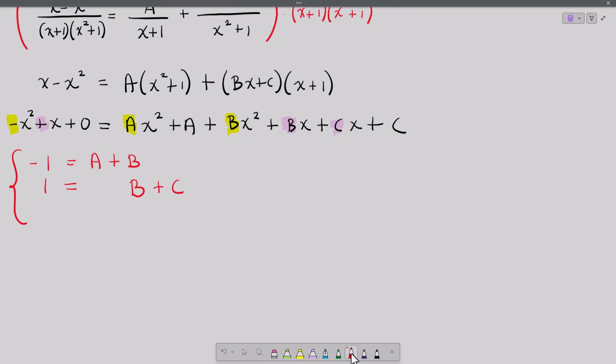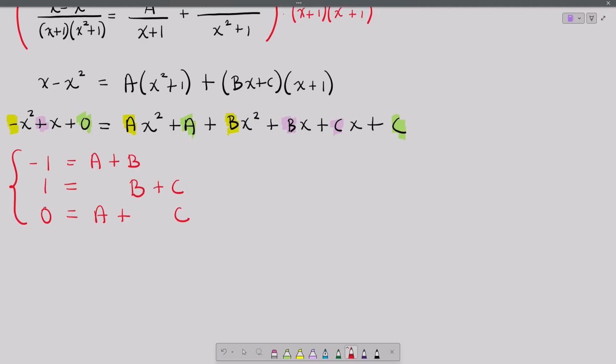And then the constant term. So our last one is the constant term. On the left, we have a constant term of 0. On the right, there's a constant and there's a constant. So now we're going to create the equation 0 equals a plus c. We have that. So there is our system.